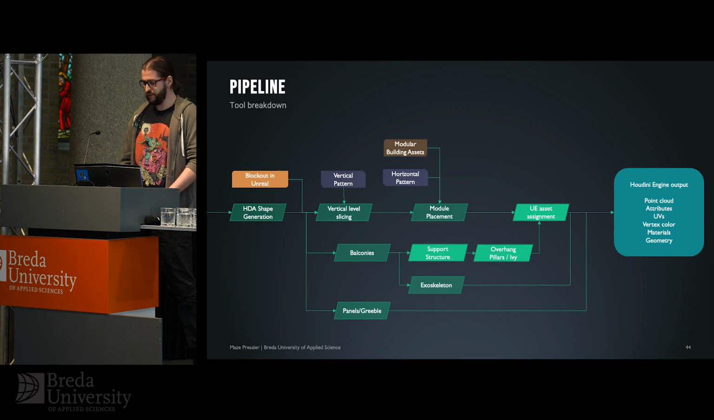Now a final look at the pipeline with the outputs for Unreal. The shape generator can be merged with the shape blockouts from Unreal. Additionally, the tool can add support structures and overhangs, and also pillars and ivy on the support structures. These and the floor modular assets are exported via point cloud with attributes and materials. And all the other exported geometry gets UVs and the possibility to use vertex color noise for the materials.